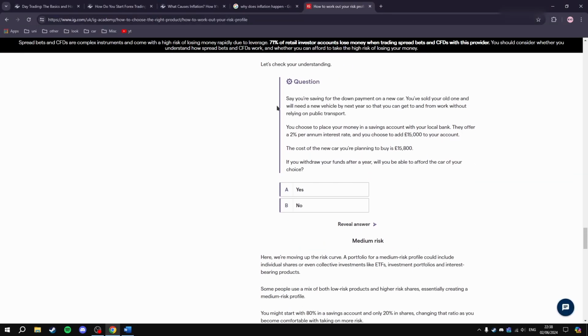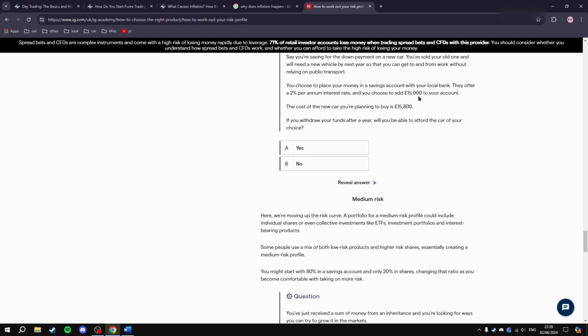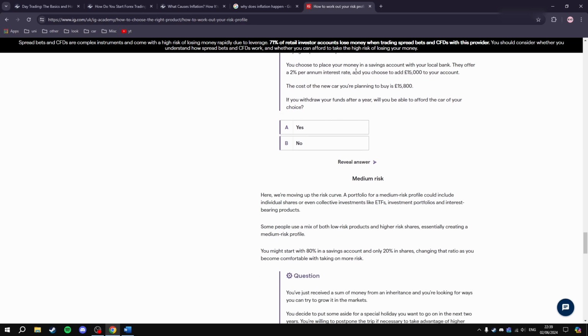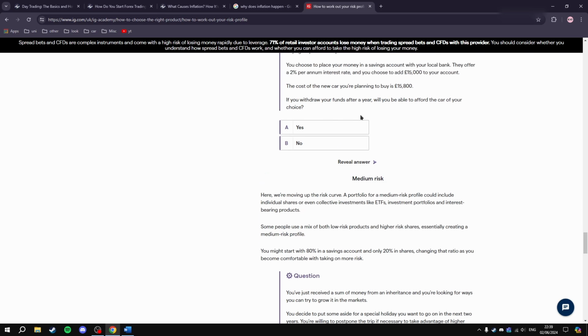Let's check your understanding. Say you're saving for the down payment of a new car. You sold your old one, you need to buy a new vehicle by next year so you can get to and from work without relying on public transport. You choose to place your money in a savings account with your local bank. They offer 2% per annum interest rate, and you choose to add £15,000 to your account. The cost of the new car you're planning to buy is £15,800. If you withdraw your funds after a year, will you be able to afford the car of your choice?